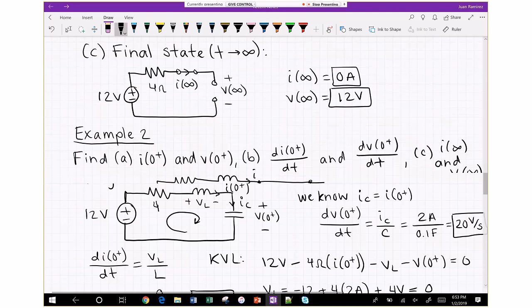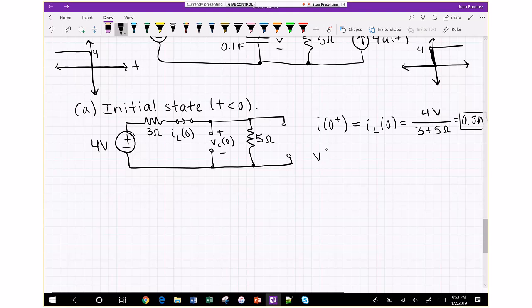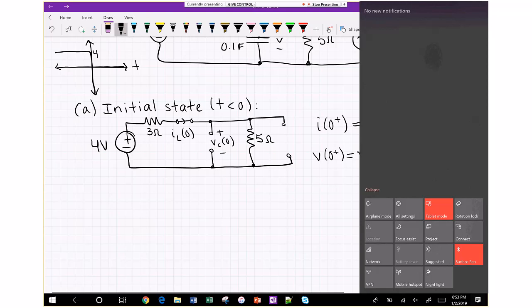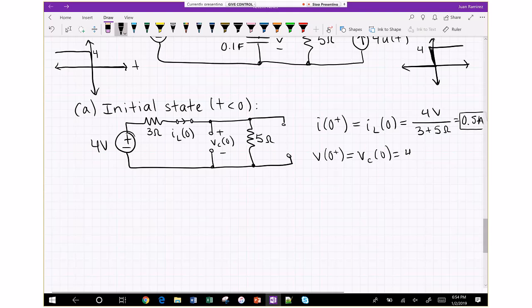Then we will look at our capacitor voltage right after the transition, which is the same as the capacitor voltage before it, because it doesn't change instantaneously. Again, we're going to use voltage division. Oh, no. All right. Technical difficulties. 5 ohm goes in the numerator. That's the resistor we're looking to find the voltage across. And we end up with 2.5 volts.